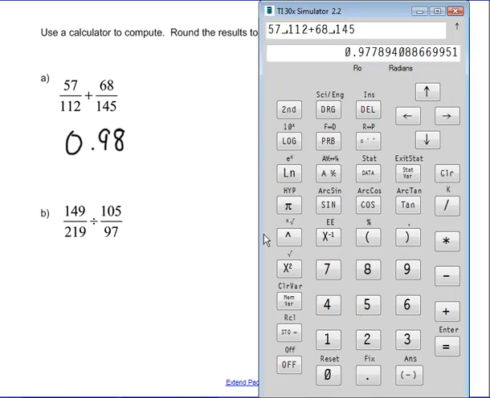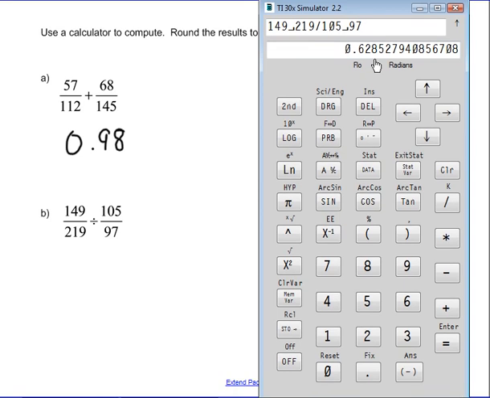Now in the second problem we have division, so we want to be sure that we enter that in correctly on our calculator. So our first fraction, 149 over 219, 149, fraction key, 219. We're going to divide that by 105 over 97. So here's 105, and again there's the fraction key between the numerator and the denominator, 97. And when we press enter, again, our calculator is not going to be able to give it back to us as a fraction because the fraction would be so big and messy, so it's just going to default to the decimal form.